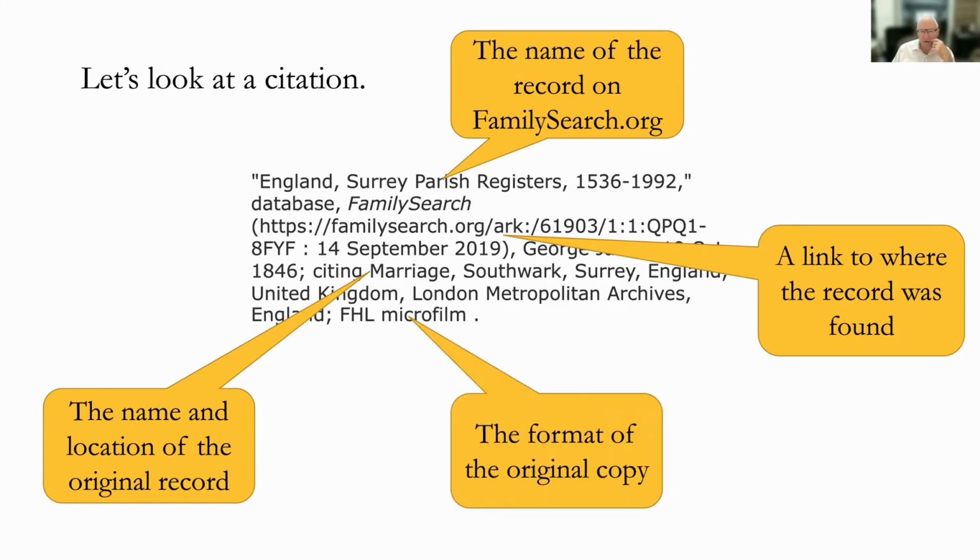And this other point here is it shows you the format of the original copy. That's important because we may find that this is a digital image of the original Family History Library microfilm, but it may be that at some point in time, they made additional digital images of that particular record that were easier to read or clearer or whatever.